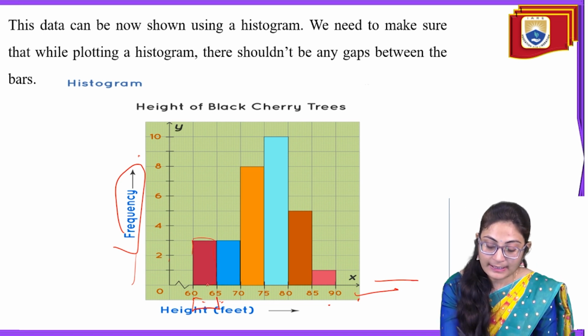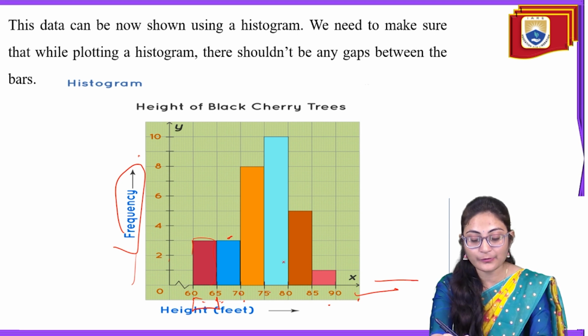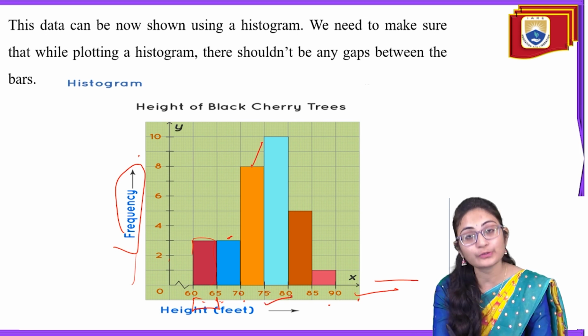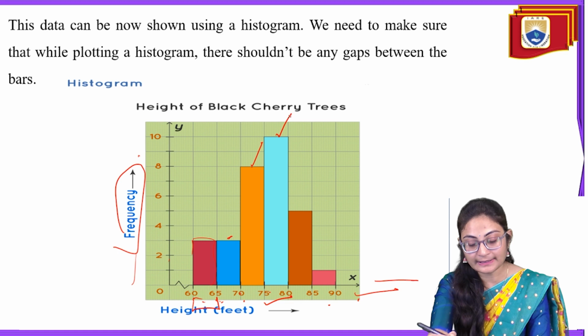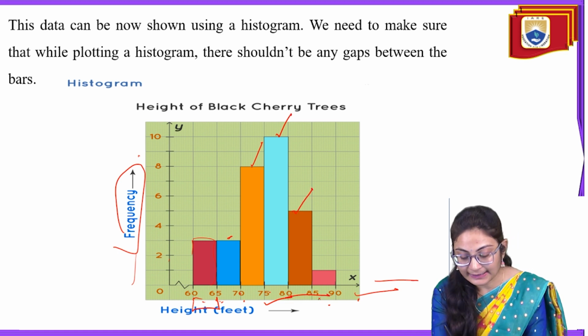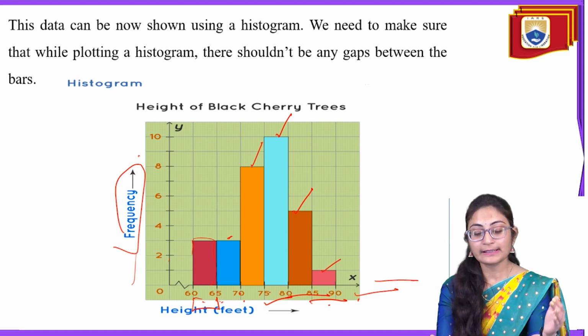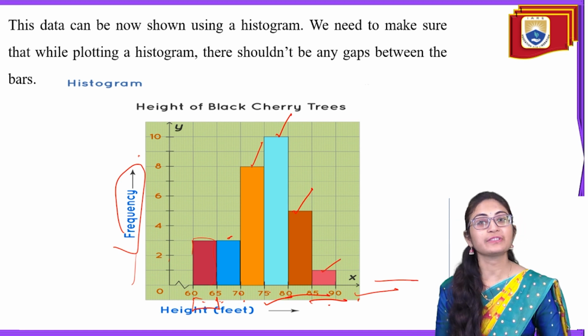So we have drawn that. Then 65 to 70, again we have 3 trees. Then 70 to 75, we have 8 trees. Then 75 to 80, we have 10 trees. Again 80 to 85, 5 trees. And 85 to 90, we have only 1 tree. So we have drawn this histogram on the basis of our data.